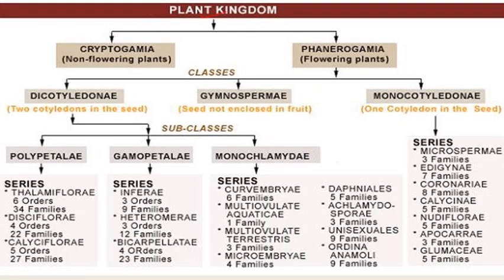Again, this is the revision of the plant kingdom divided into 2 groups, that is Cryptogams and Phanerogams. Phanerogams into 3 classes, that is Dicotyledons, Gymnosperms, and Monocotyledons. Then Dicotyledons into 3 subclasses, that is Polypetalae, Gamopetalae, and Monochlamydeae. It is further divided into series and then orders and families. Again, monocotyledon is divided into series and families. So I have already discussed this outline of classification.